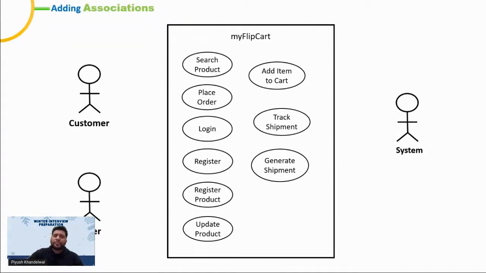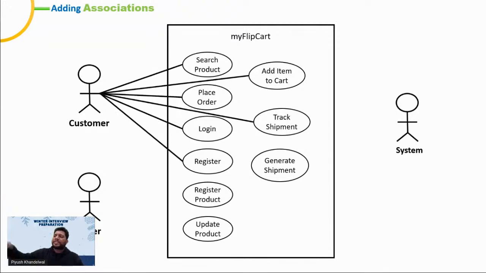we need to add associations. अब किस यूज केस से कौन सा एक्टर कनेक्ट कर रहा था वो एसोसिएशंस हमें वहां पर ऐड करना पड़ेगा। तो कस्टमर्स थे सर्चिंग प्रोडक्ट, प्लेस ऑर्डर्स, लॉग इन, रजिस्टर, ठीक है, कस्टमर्स will add item to the cart, ठीक, and customers will track shipments. So this is how the customers are interacting.